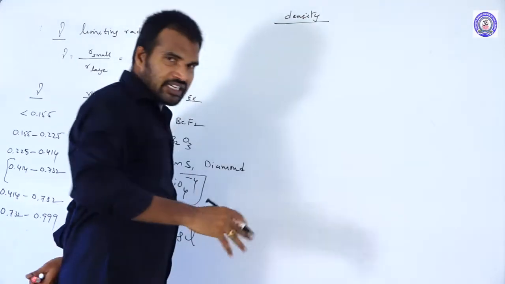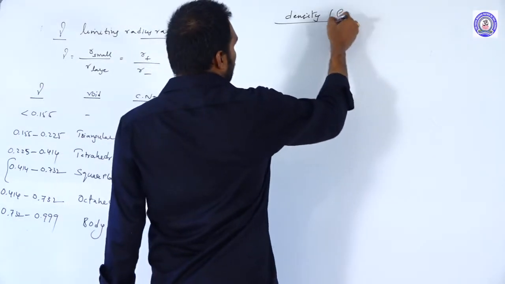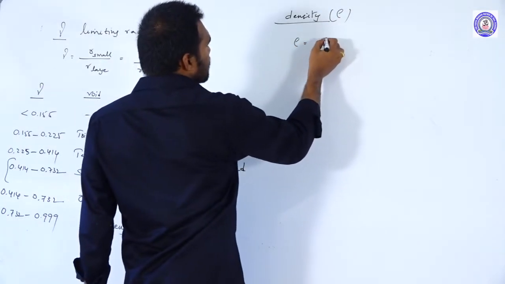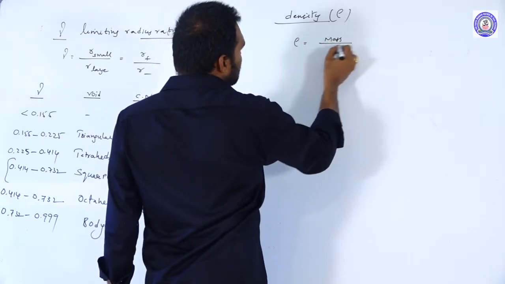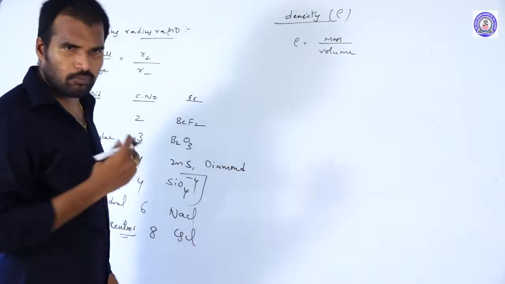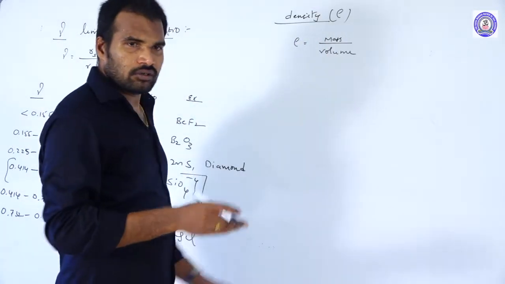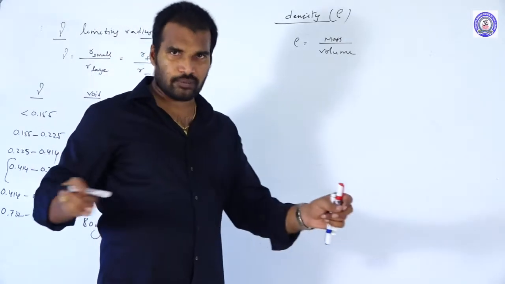Density of the unit cell or density of the crystal, how to calculate? As for the density, we know the formula. Density is equal to what? General formula, mass by volume. That is the general formula. Density is equal to mass by volume. So what is mass? Mass is nothing but the total mass.